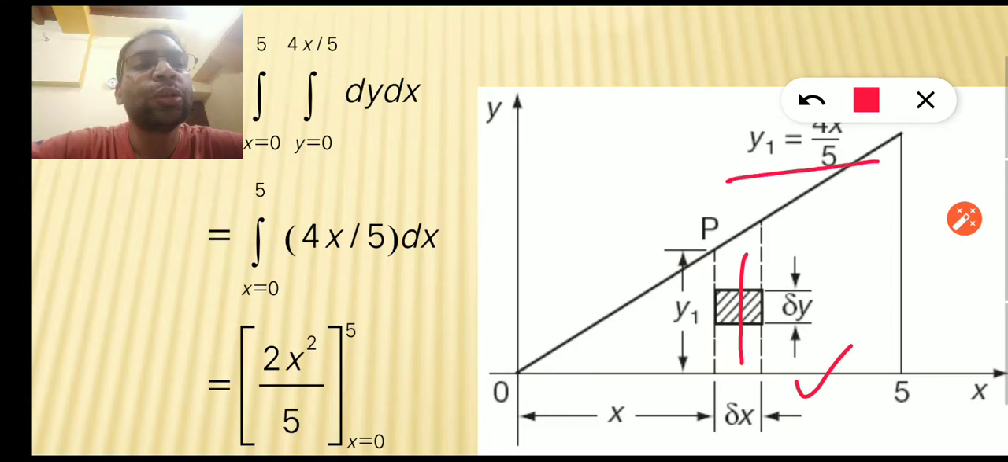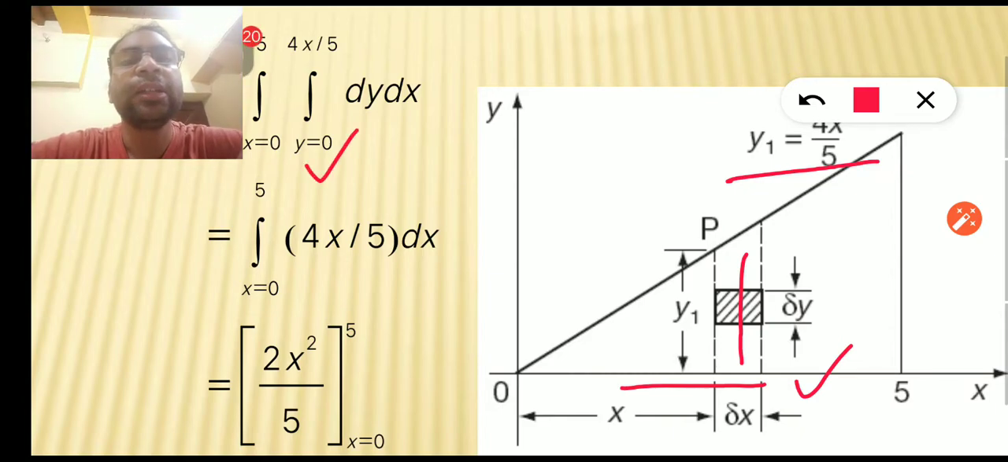So these two will give us the lower and upper bound of the dy. Here for this line y is equal to 0, and for this line y is equal to 4x upon 5. So in this way we can identify the lower limit y is equal to 0 and upper limit 4x upon 5 for the dy.